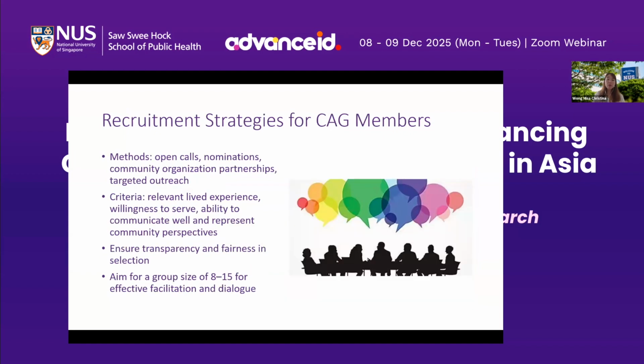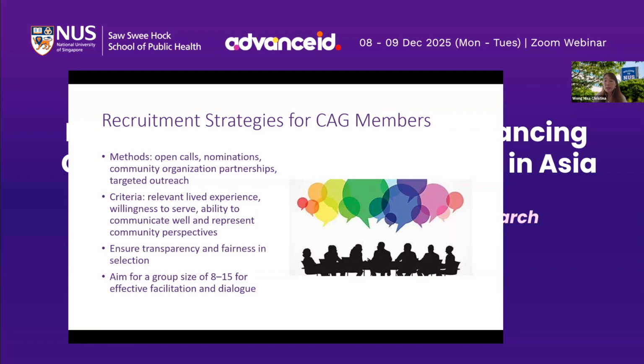Let's talk about how we recruit CAG members. There are different methods. There can be open calls. There could be an advertisement going out in the community to recruit CAG members. There can be nominations. There could be partnerships with community organizations where they can also nominate. It can be really broad, and it can also use multiple channels.